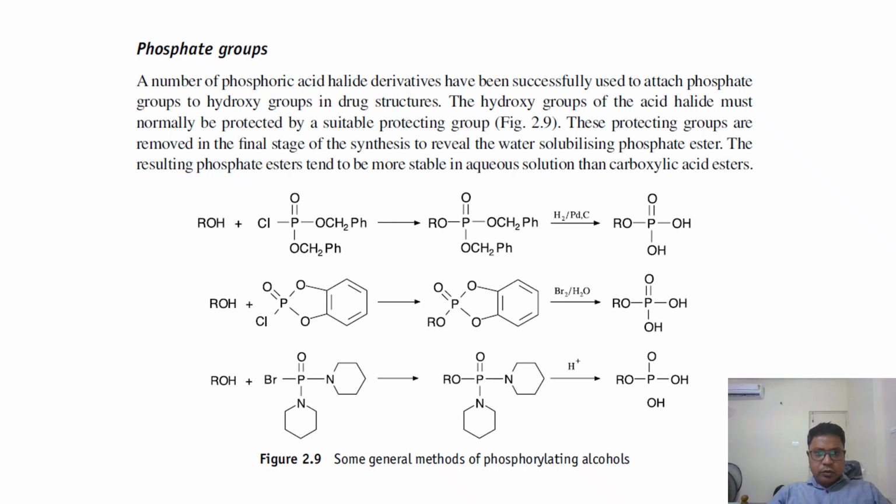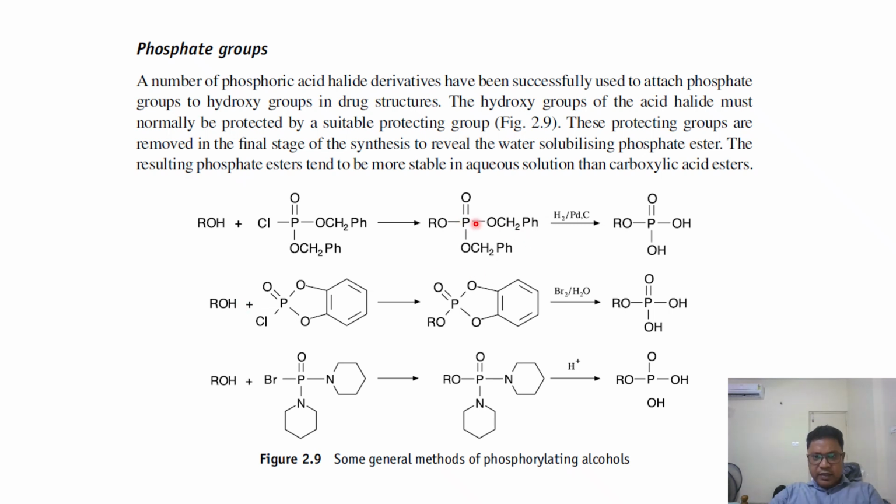Phosphate group. A number of phosphoric acid halide derivatives have been successfully used to attach a phosphate group to the hydroxyl group of a particular drug molecule. So if our drug molecule has an OH group, that could be an aromatic OH group or an aliphatic OH group, we can simply attach a phosphoric ester. These three are the most commonly used phosphoric esters, which we can attach to the OH group.